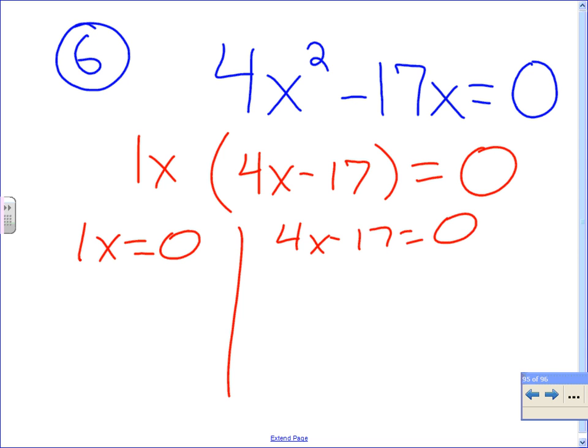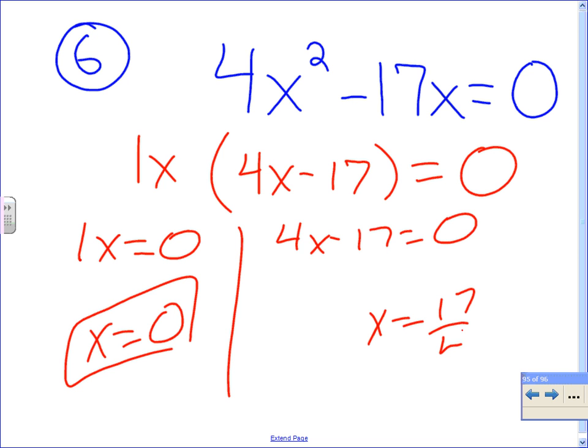Okay, test. This answer is going to be what? Good, x equals 0. This answer is going to be what, Dylan? Good. 17 over 4. It cannot be simplified any further. That's as far as it goes. Keep it as a simplified fraction, not as a decimal. Okay, what did you guys think about those 6?